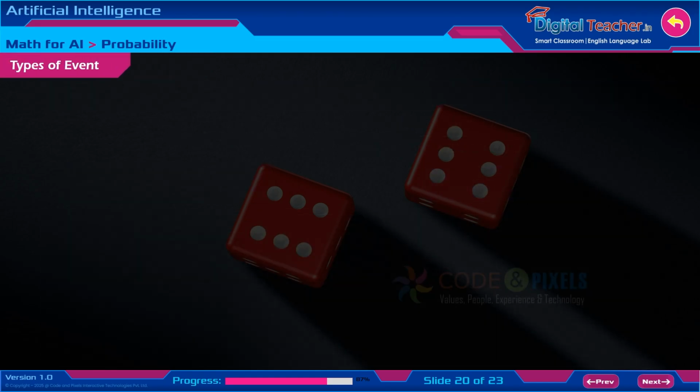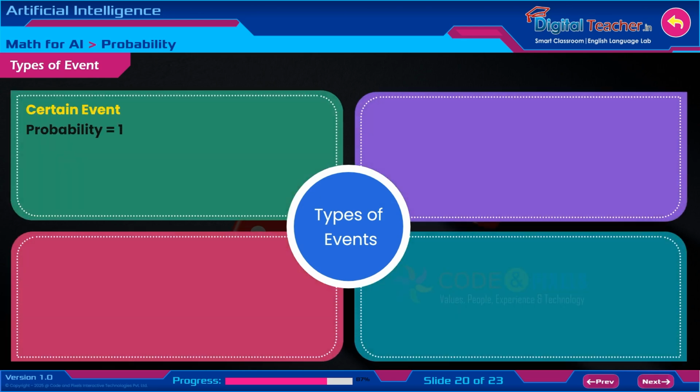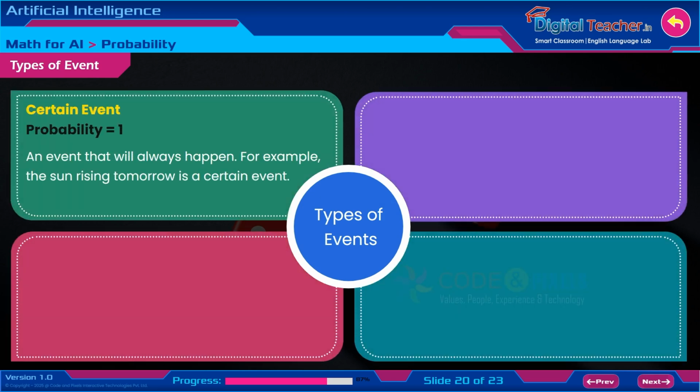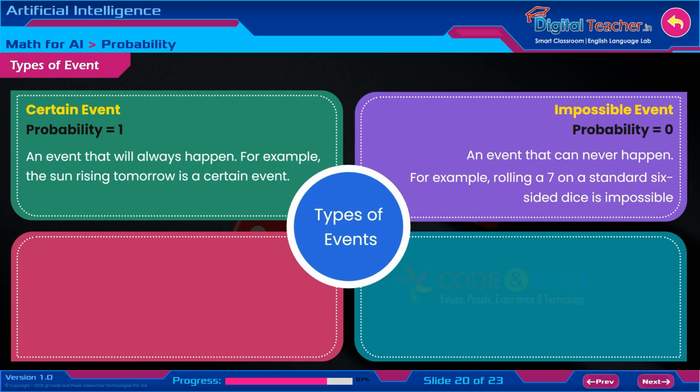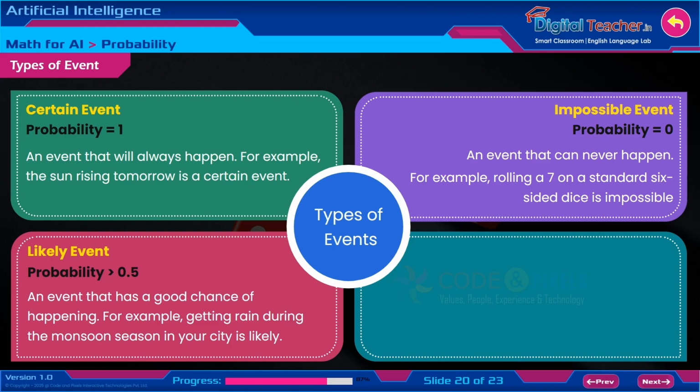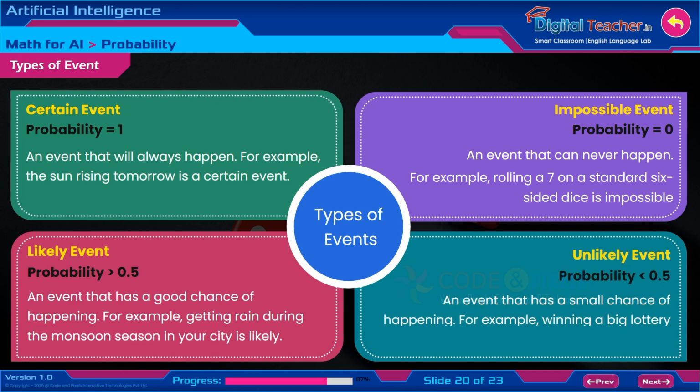Types of events. Certain event. An event that will always happen. For example, the sun rising tomorrow is a certain event. Impossible event. An event that can never happen. For example, rolling a 7 on a standard six-sided dice is impossible. Likely event. An event that has a good chance of happening. For example, getting rain during the monsoon season in your city is likely. Unlikely event. An event that has a small chance of happening. For example, winning a big lottery is unlikely.